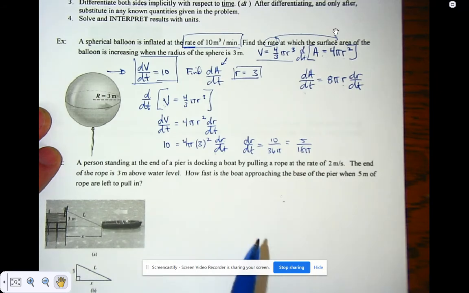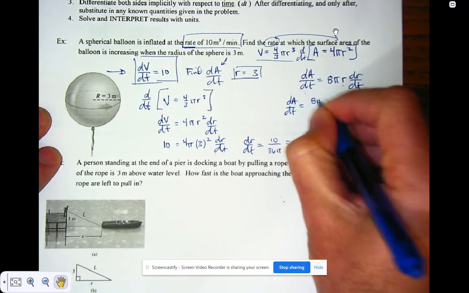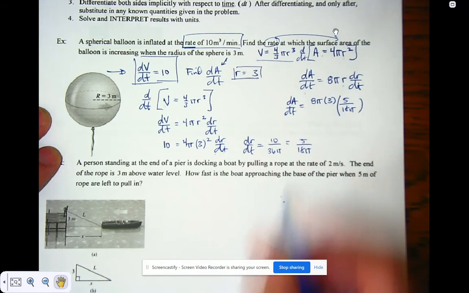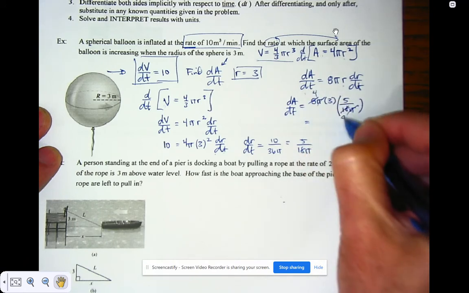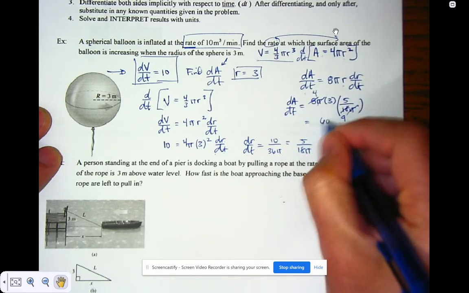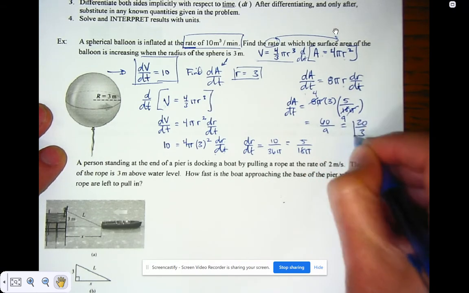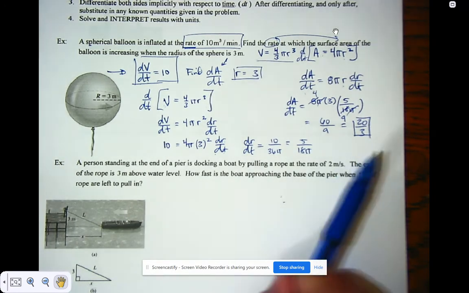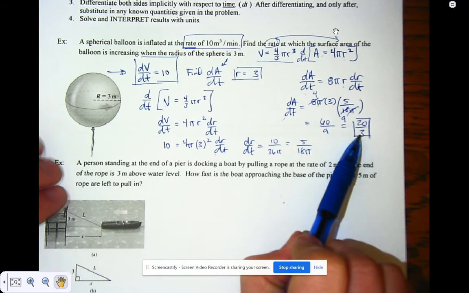And if I knew dr/dt, I do. It's 5/18 pi. And so I could say, well, dA/dt is simply equal to 8 pi, that's 3, and dr/dt is 5/18 pi. Okay, pi's cancel. 8 could become 4, and that would become 9. And I've got 12 times 5 is 60 over 9, which would also reduce, divide by 3, 20/3. Okay. All right. So what did I just find? I found the rate of change of the area with respect to time, and it's equal to that, like almost 7, when the radius is 3.